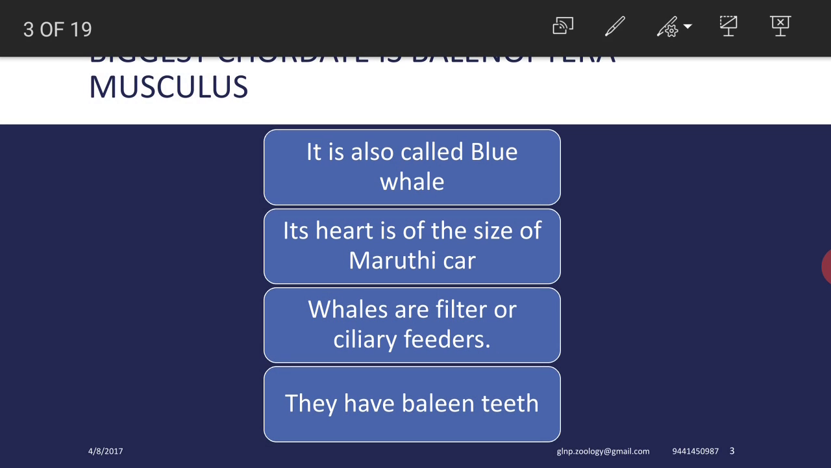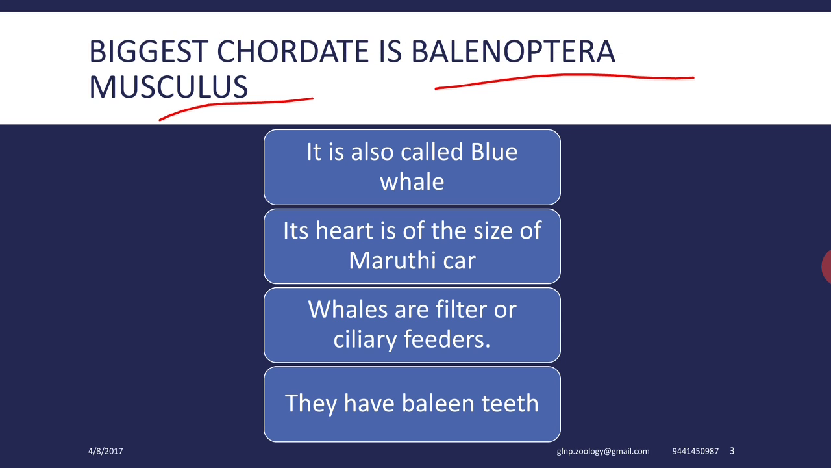And the biggest chordate is Balaenoptera musculus. This is commonly called blue whale, and it contains baleen teeth which are comb-like, and this Balaenoptera musculus is a filter feeder. The heart of the Balaenoptera musculus is of the size of a Maruti car, and whales are filter feeders or ciliary feeders.